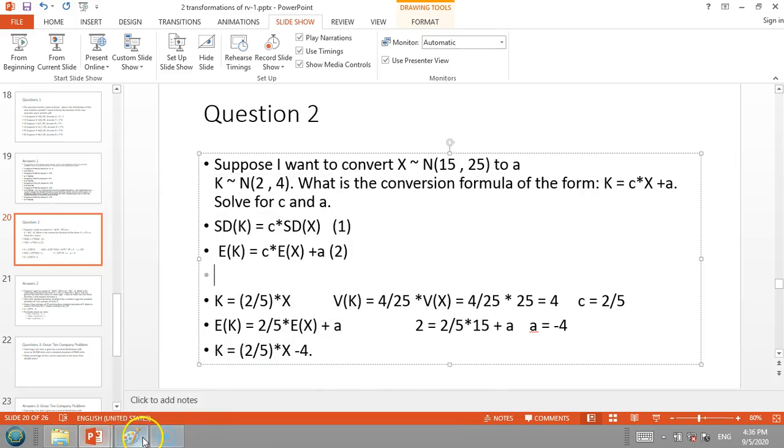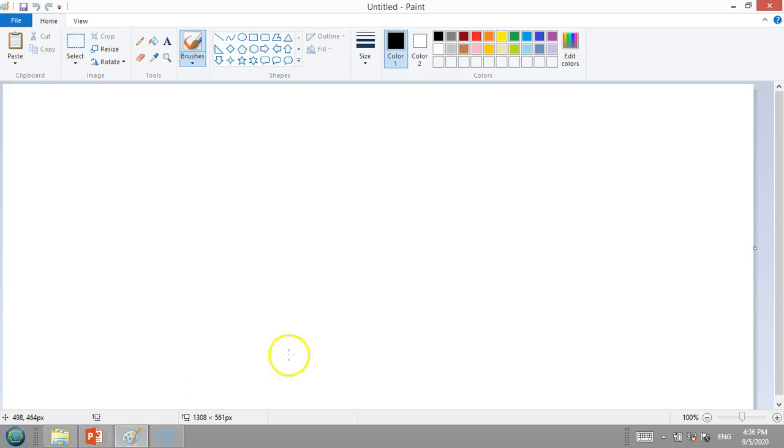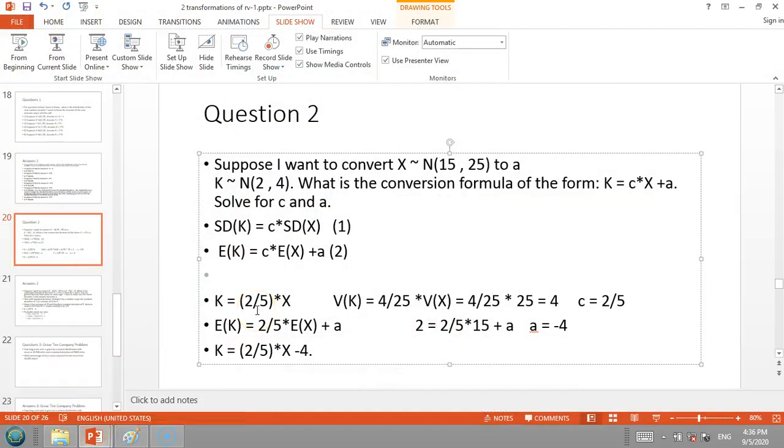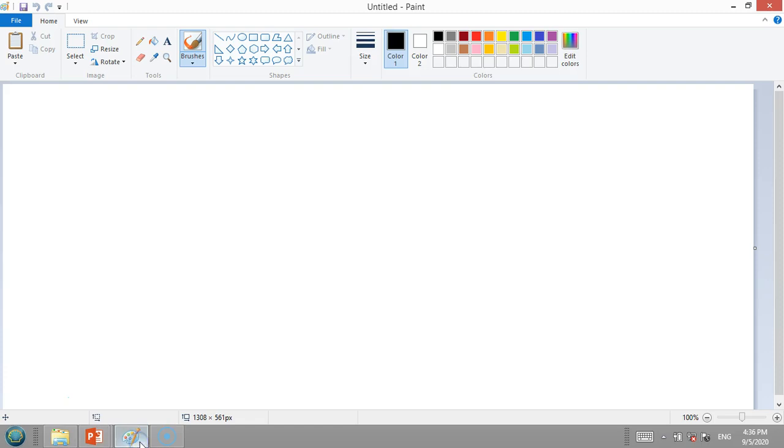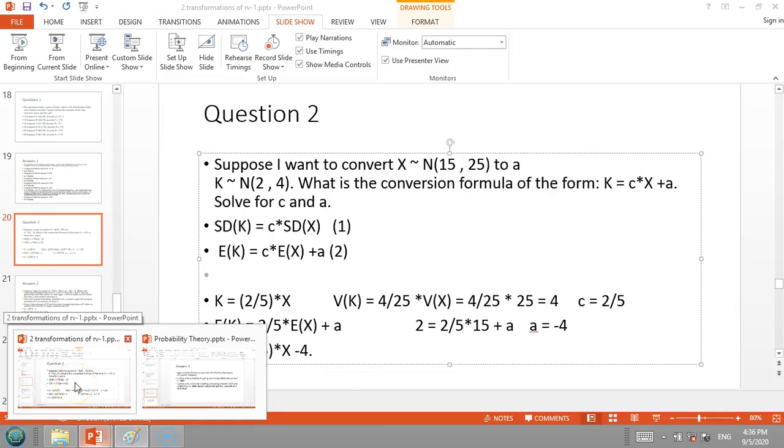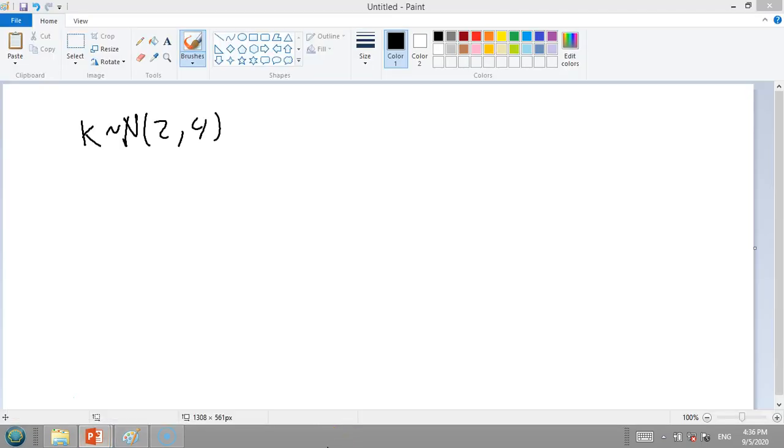What is this saying? I'll show you exactly what it's saying here. You got two normals, k and x. So k is 2, 4. To be more precise, k is a normal with mean 2 and variance 4. And then x is 15, 25, like this.